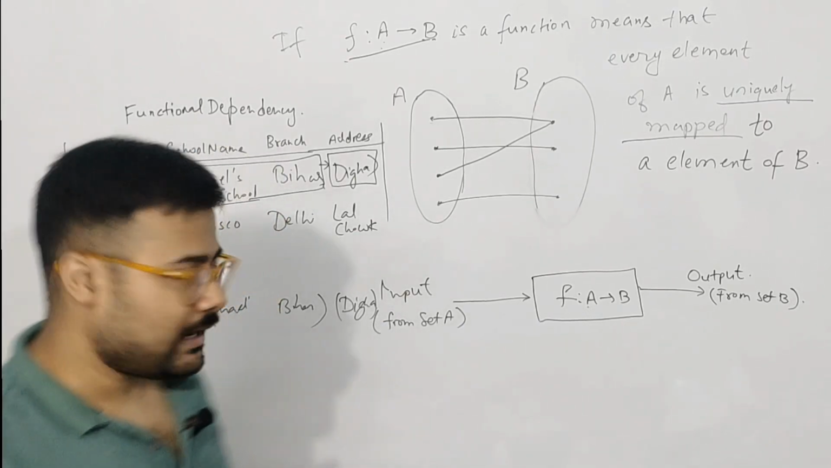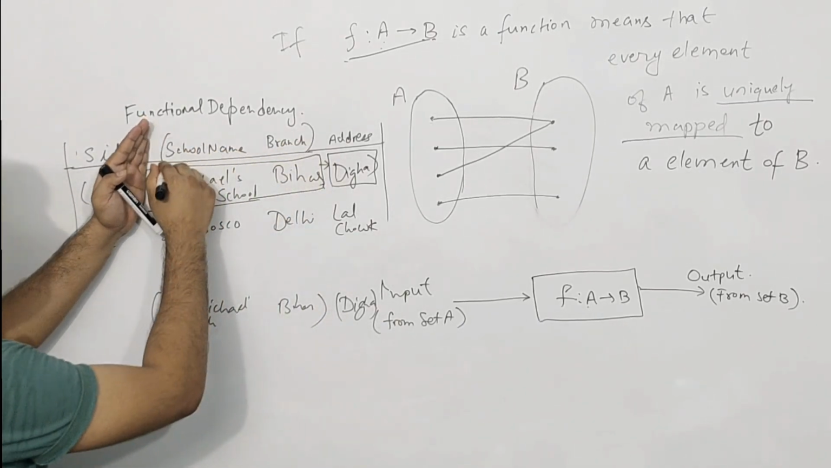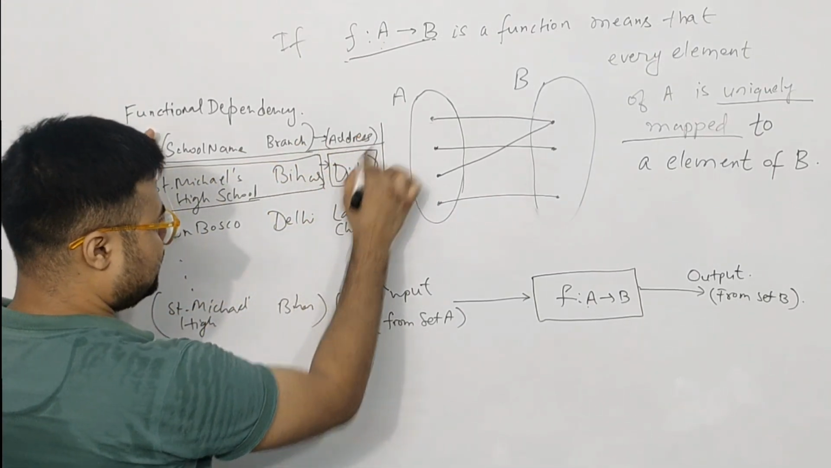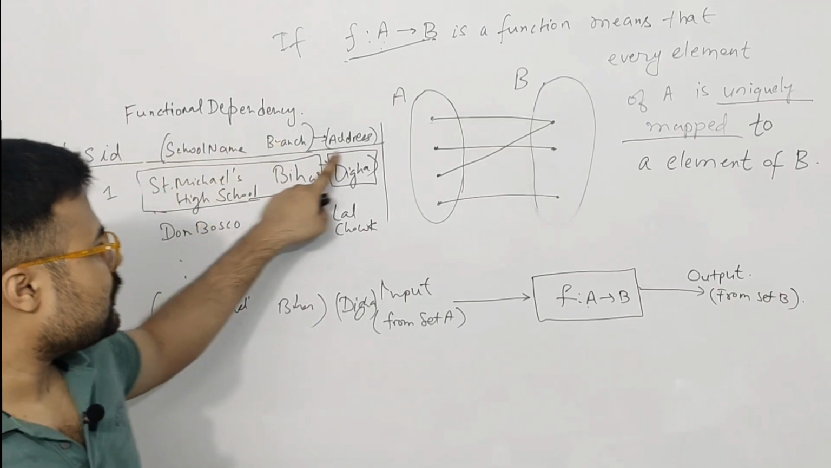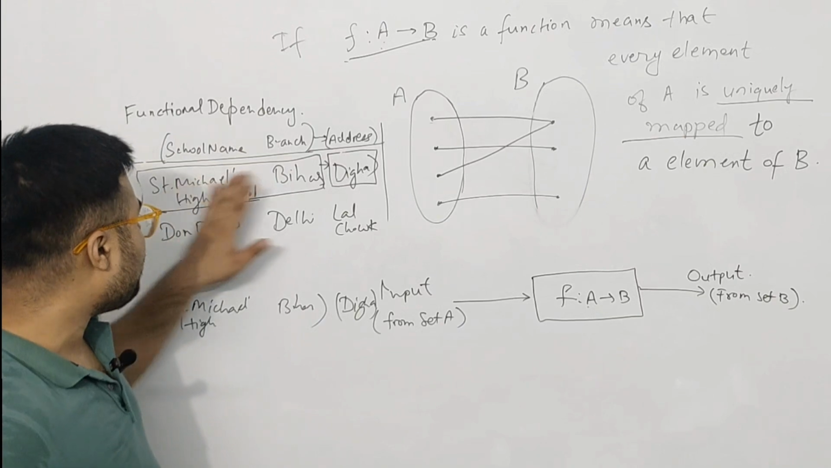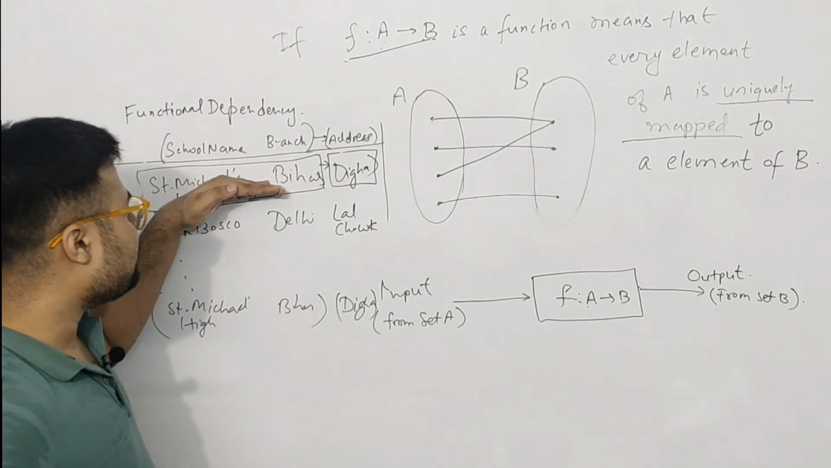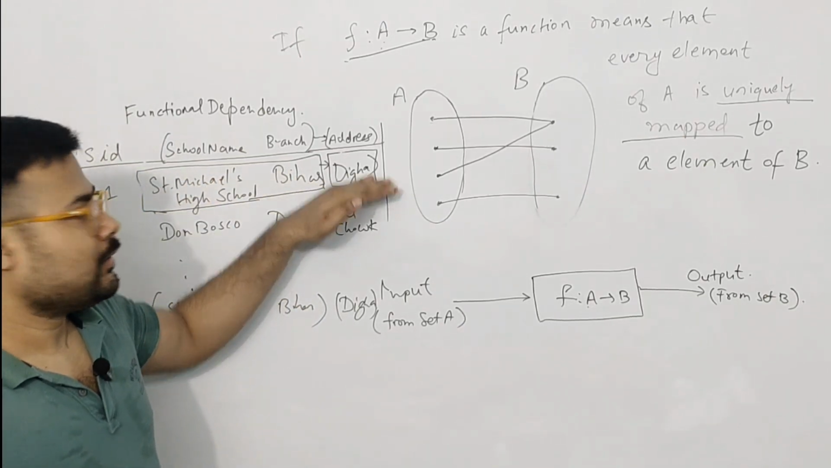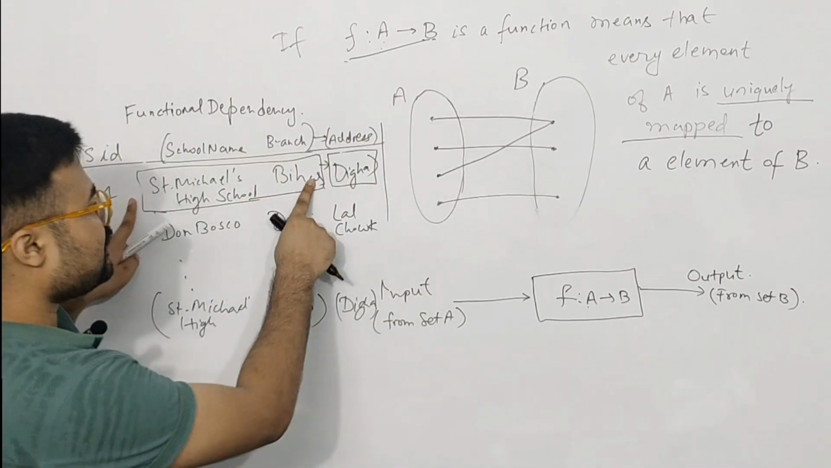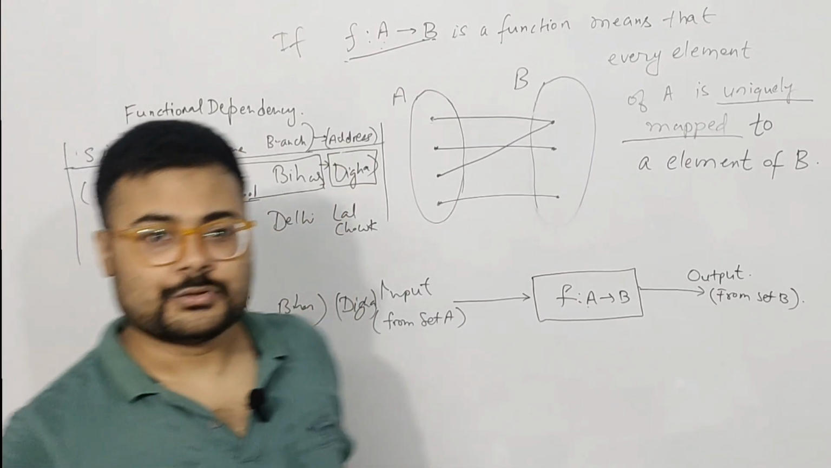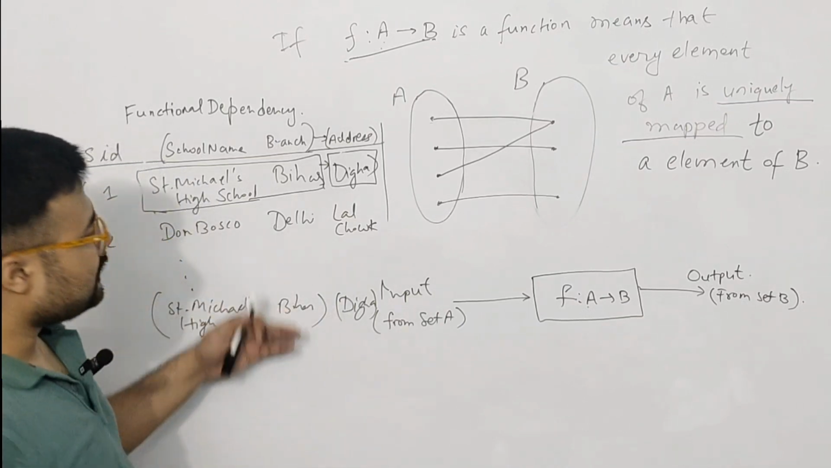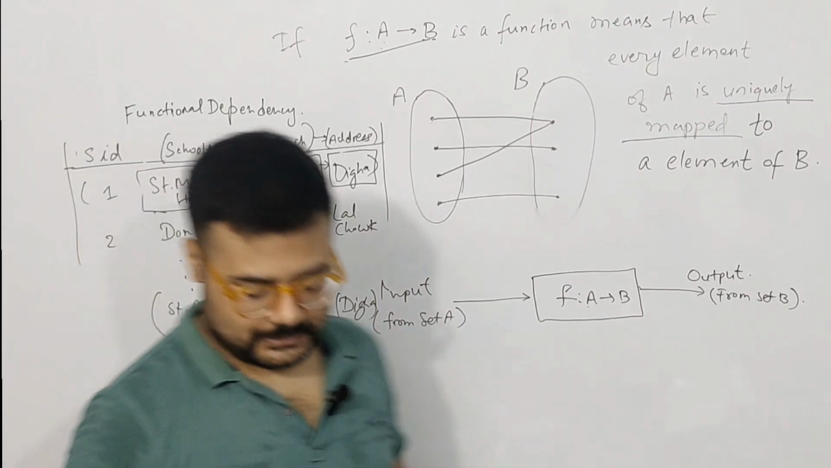So what it means is that school name and branch is uniquely mapped to address. For every combination of values for school name and branch, the combination is uniquely mapped to the address. There are many addresses, but every combination is mapped to exactly one. So that's why it is called functional dependency. This is the application of function in database.